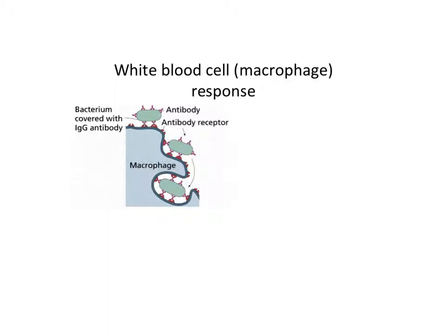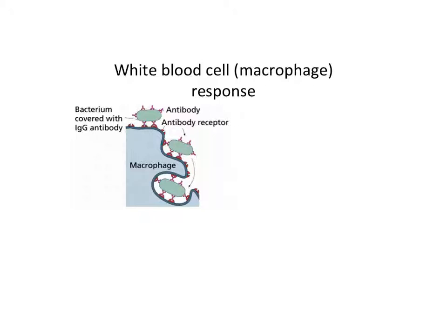Phago means to chew or to eat, and cytosis is the engulfing of a cell. This is just to show the macrophage, which would be the white blood cell. It's huge, especially compared to little bacteria like E. coli. And so we get this immune response.